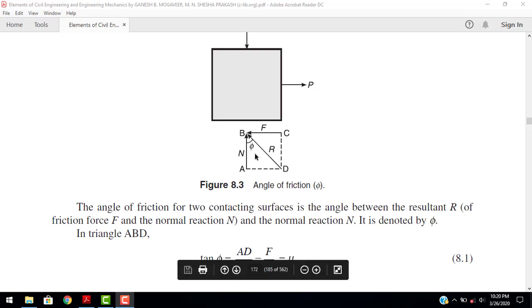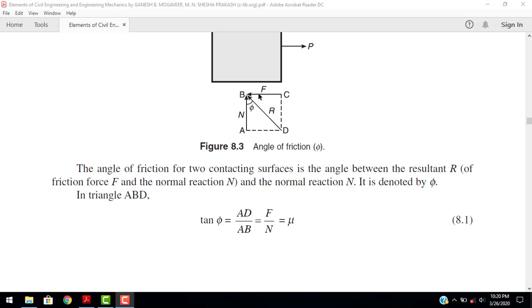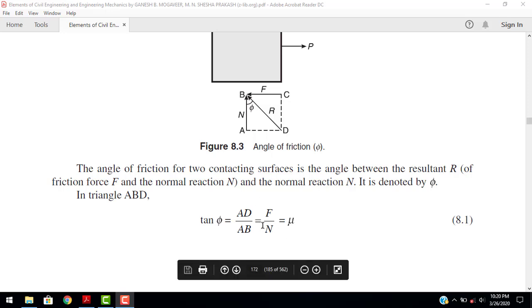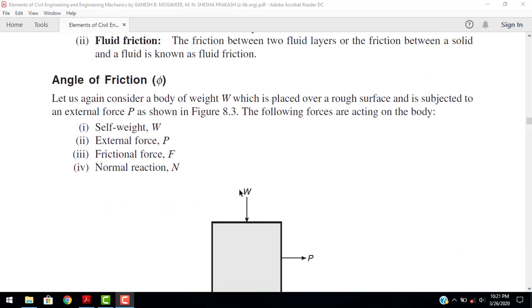Wherein tan phi will be given by AD by AB. AD is nothing but the frictional force F and AB represents the normal reaction N. So tan phi will be equal to F by N, which in turn is equal to the coefficient of friction mu. So this is all about the angle of friction.